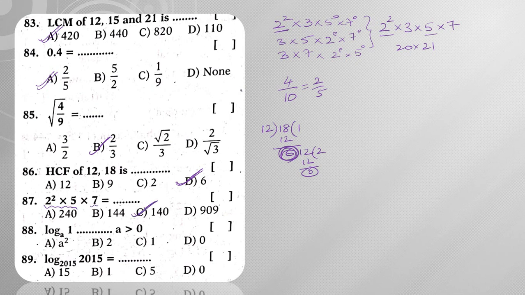Next, log 1 to base A. So here A is greater than 0, so log 1 value is 0. Next, log 2015 to the base 2015. So since both the values are the same, hence the value is 1.